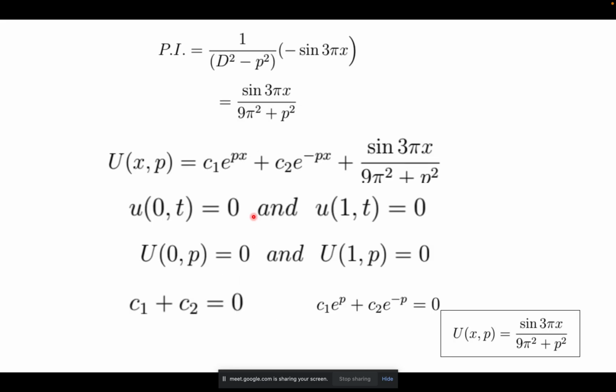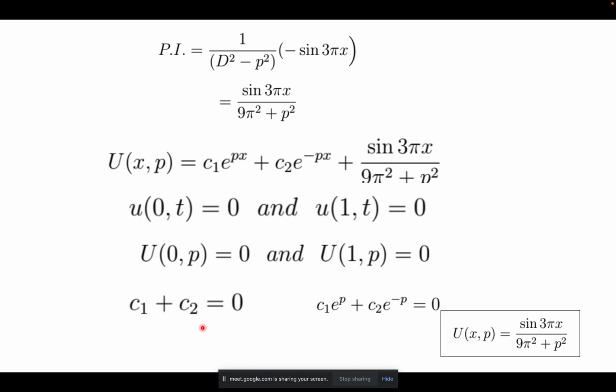Here if I take the Laplace transform of just this, I will get capital U0 of p is equal to 0, and if I again take the Laplace transform of this, I will get U1 of p is equal to 0. Now you have these two new boundary conditions. So you can just put the value of x is equal to 0 in this first and equate it to 0, and from that you will get c1 plus c2 is equal to 0. And if you use U1 of p is equal to 0, you again put the value of x is equal to 1, and from there you will get c1 times e power p plus c2 times e power minus p is equal to 0.